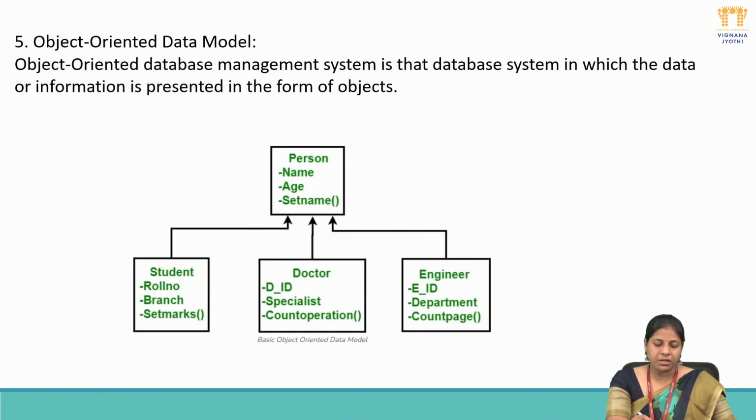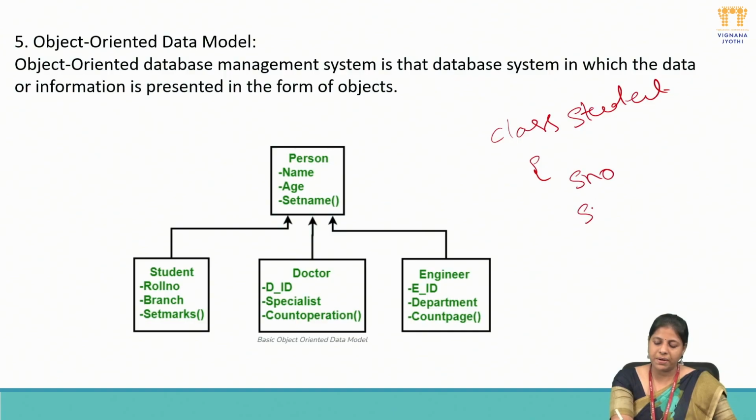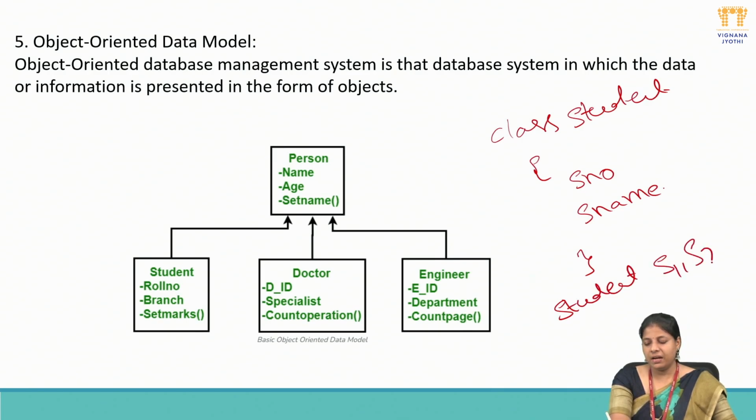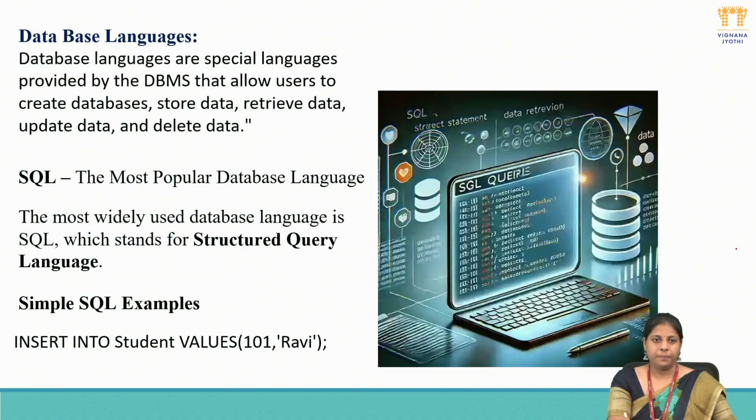Next one is object-oriented model. In this model, we store the data in the form of objects. What is an object? A collection of objects is nothing but a real-time entity. Let us consider class student. In this, we can define some attributes: student number, student name. Student is a class, S1 and S2 are the objects.